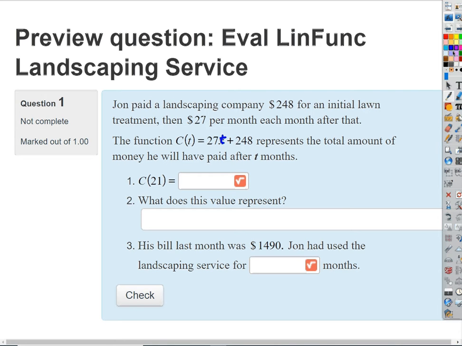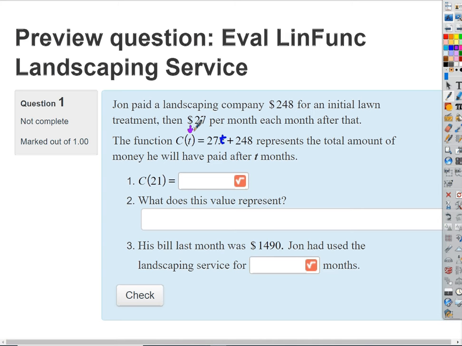The input always goes in the function notation; it's what we're inputting into the function. It's in the parentheses, right? So we're inputting t's, and what are we outputting? C, right? Either C or even C of t. So the output is C of t, the input is t.